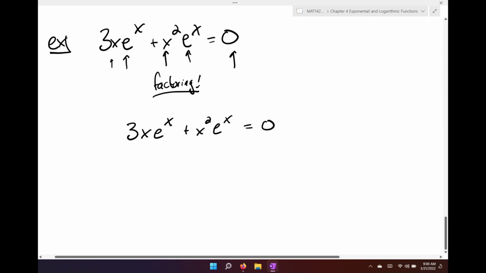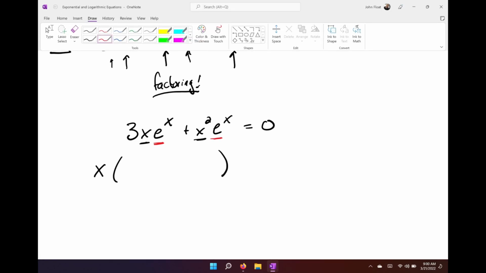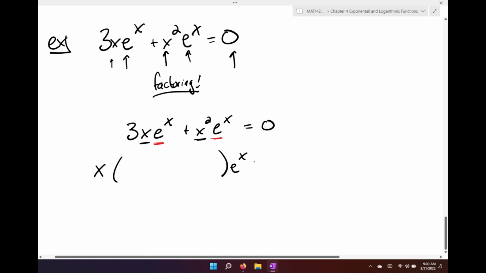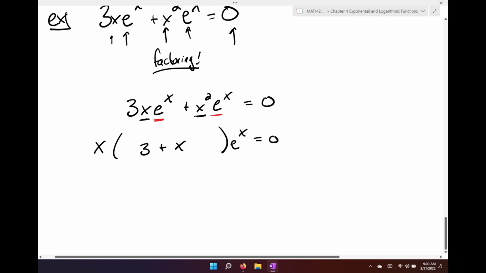And what I'm going to do is this. I'm going to factor out at least 1x, and I'm going to put it out front. And then I'm also going to factor out the e to the x, except I'm going to write it on the right-hand side. So that's going to leave me with 3 plus x inside of the parentheses. Okay? Now, the reason why I did this is just so I can separate the x and the e to the x, because I know once I factor something, I can always rely on the zero product property.